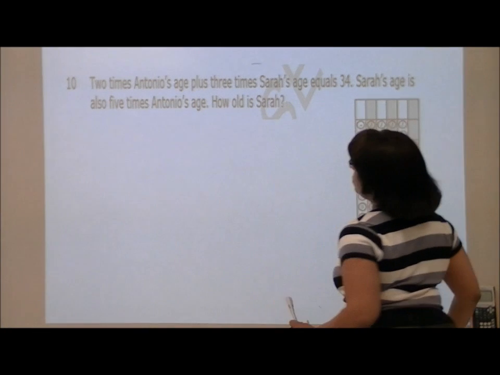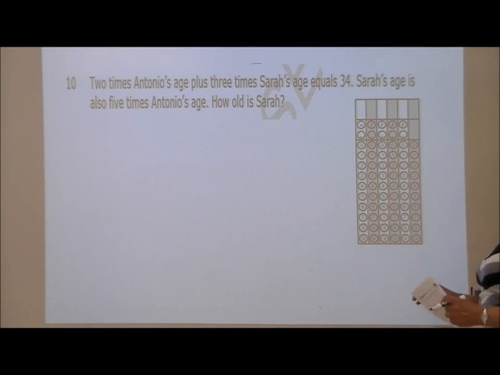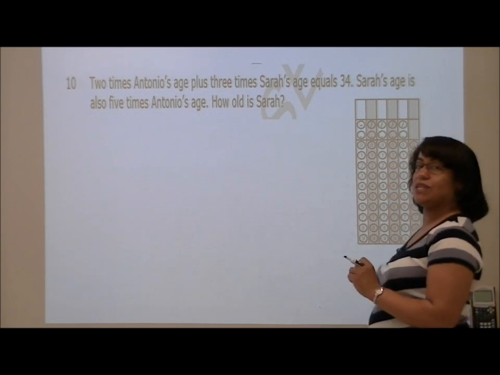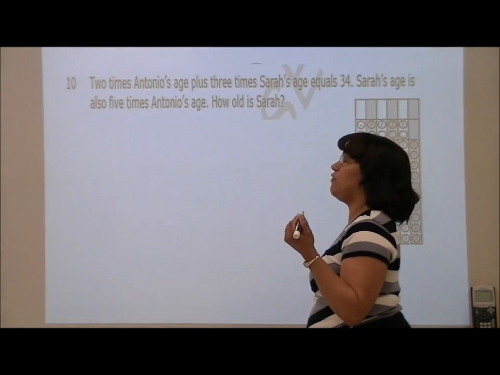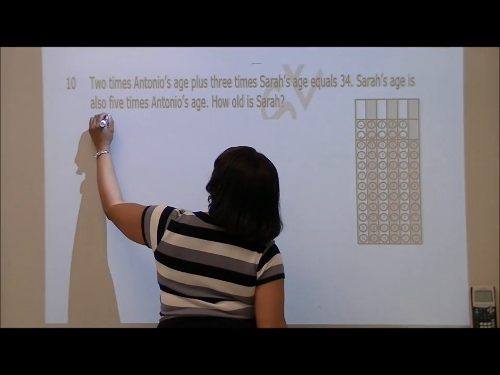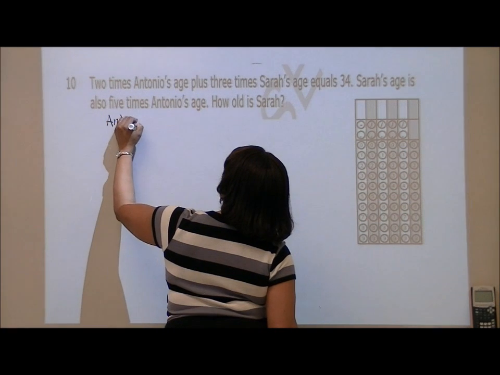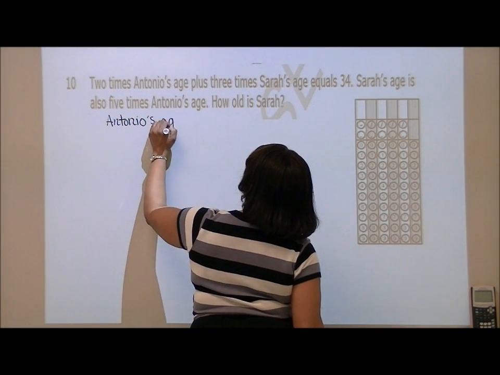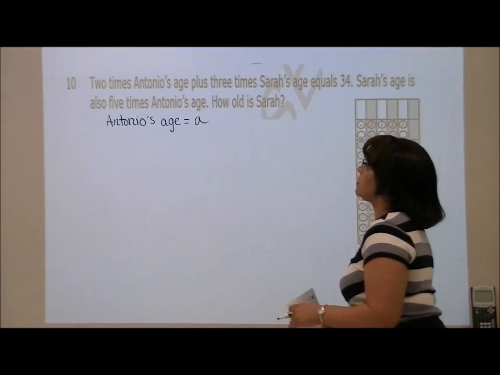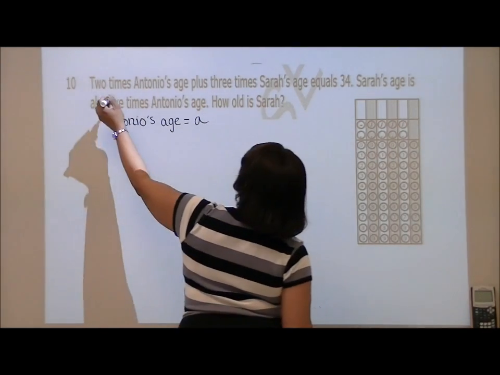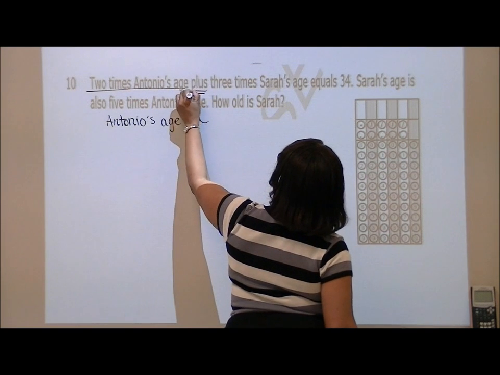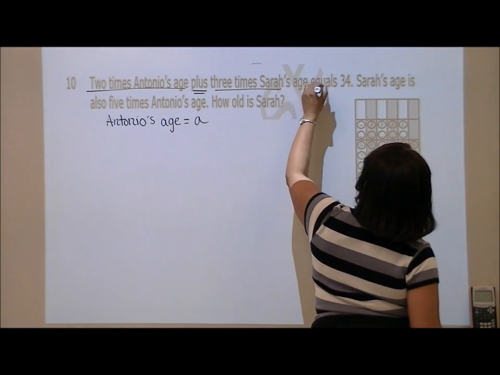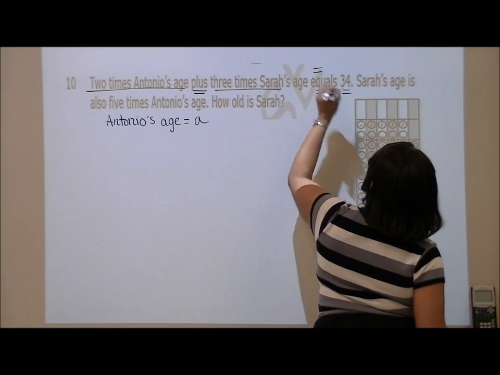Okay, number 10, 2 times Antonio's age plus 3 times Sarah's age equals 34. Sarah's age is also 5 times Antonio's age. How old is Sarah? So everything looks like it's in terms of Antonio's age. So we're going to use a variable for Antonio. So we can say Antonio's age is equal to A. But here we see 2 times Antonio's age plus 3 times Sarah's age is equal to 34. So we know that's an equal sign.